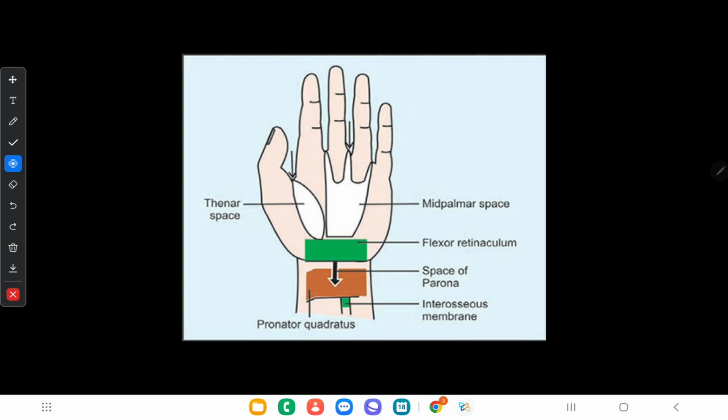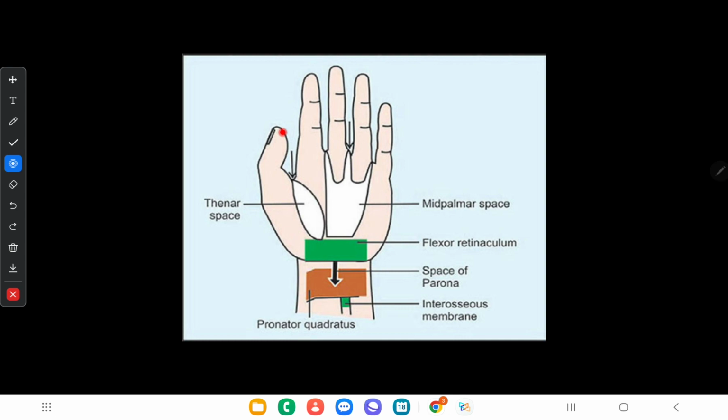Hello everyone. Today we are going to discuss the spaces of the hand. There are several spaces of the hand such as thenar space, mid-palmar space, space of Parona, as well as pulp spaces of fingertips and radial bursa and ulnar bursa.